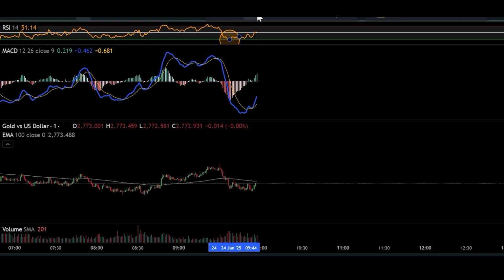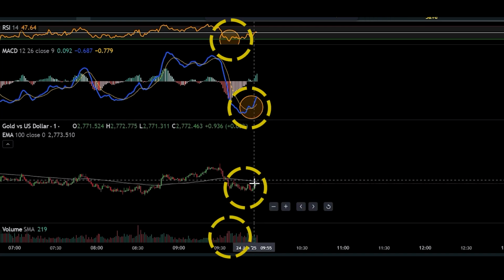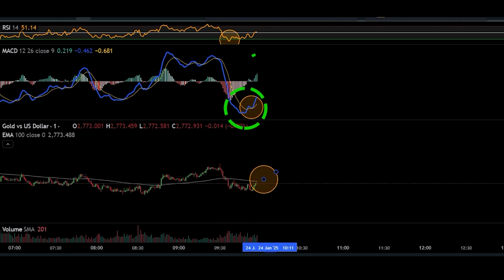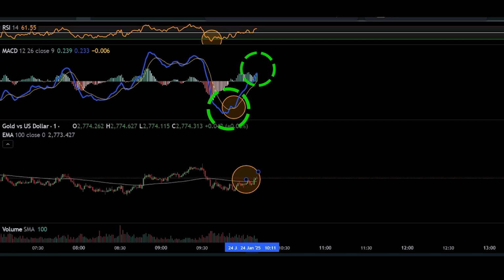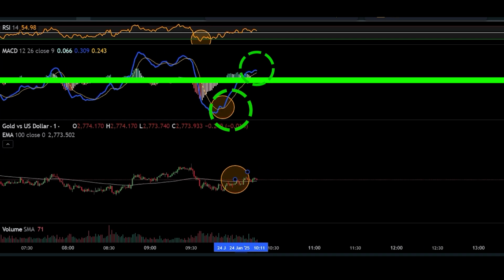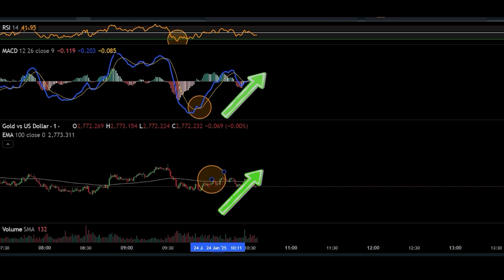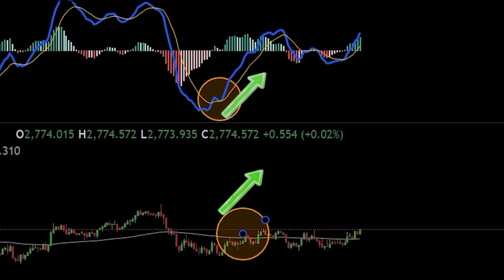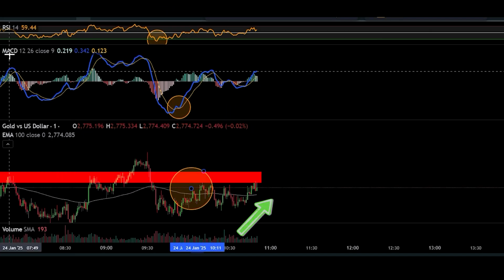As you can see here, the RSI indicator went to the oversold zone near the 30 band, which is a bullish signal. We also have a crossover between the MACD line and signal line. The MACD line went above the signal line, which is a bullish signal. The MACD and signal line crossed the zero line, which is a bullish signal. And we have the price line breaking above the 100 exponential moving average, which is a bullish signal. And as you can see here, the price hits the resistance zone and tries to break above it.